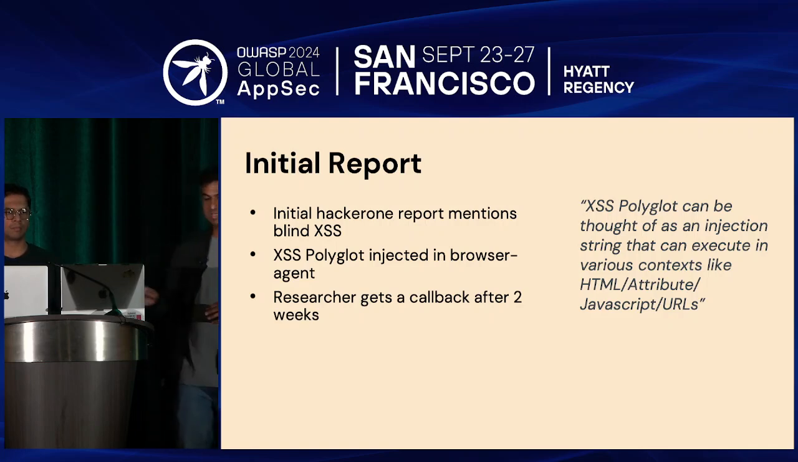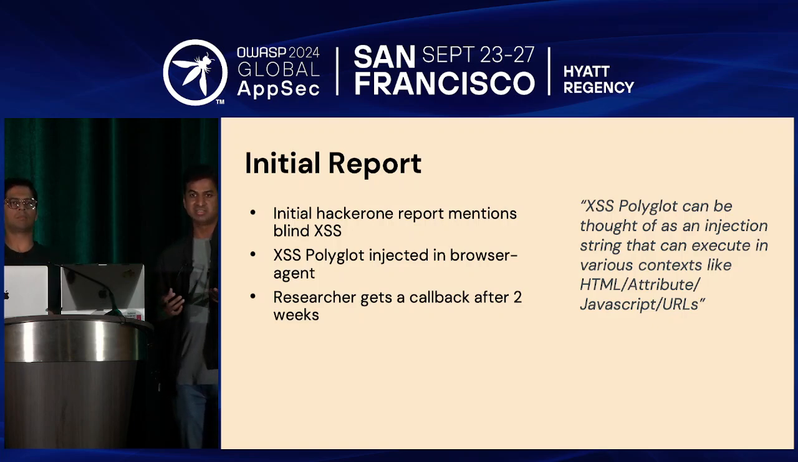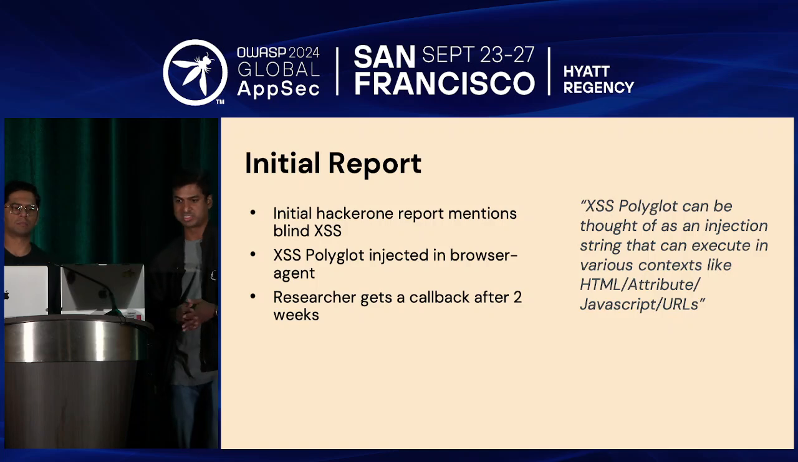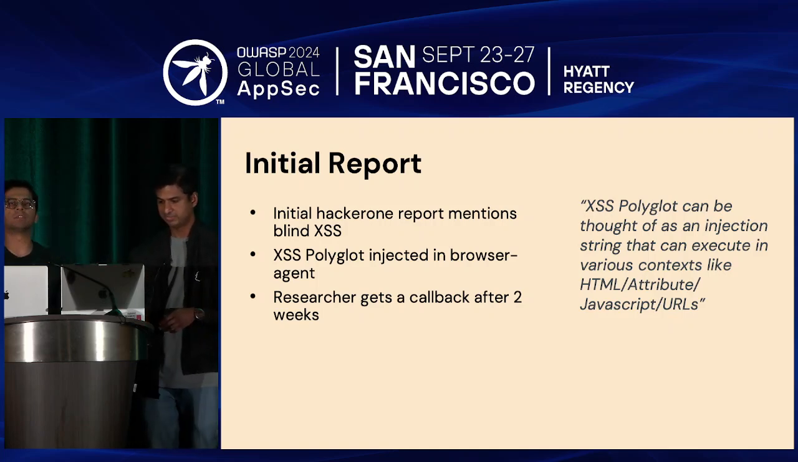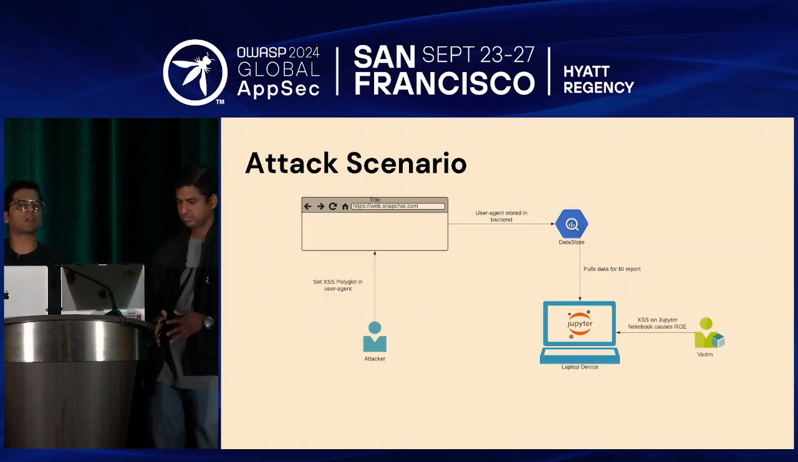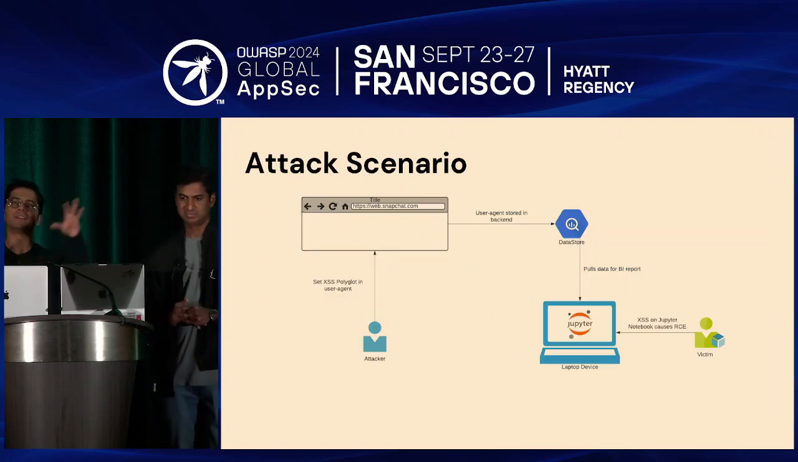A quick side note, an XSS polyglot is a string that's specially crafted that will execute in multiple contexts, whether it's HTML or attribute or JavaScript, without changing the string. So it's very useful for a security researcher to keep using the same string and inject it in multiple contexts. So in this case, they were putting it in the user agent, which we were then capturing in some of our logs, which you will then see how it ended up in a Jupyter notebook.